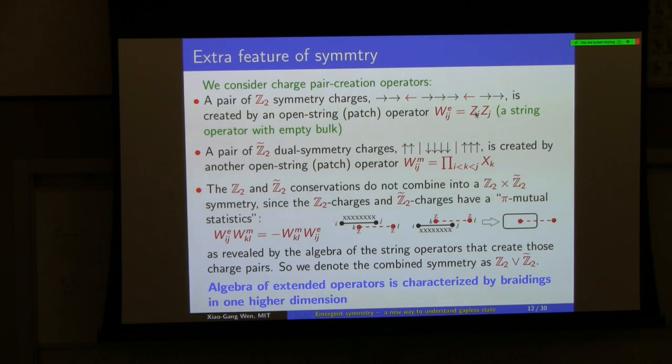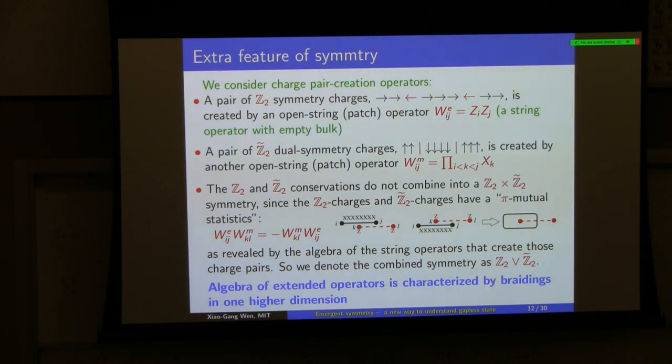We view this ZZ operator as an open string operator. It's just two operators, why do you call it an open string? Well, there's some other reason. So we just view this as an open string operator with empty bulk. We have an open string operator, but only the boundary is non-trivial, with empty bulk. Then a pair of dual Z2 symmetry charges, which are domain walls, a pair of domain walls, are also created by an open string operator. And here the open string operator has a non-empty bulk. It's just a product of X operators over a certain segment, which flips spin from up to down, creating two domain walls. So we have two very simple string operators, creating a pair of Z2 charges and a pair of dual Z2 charges.